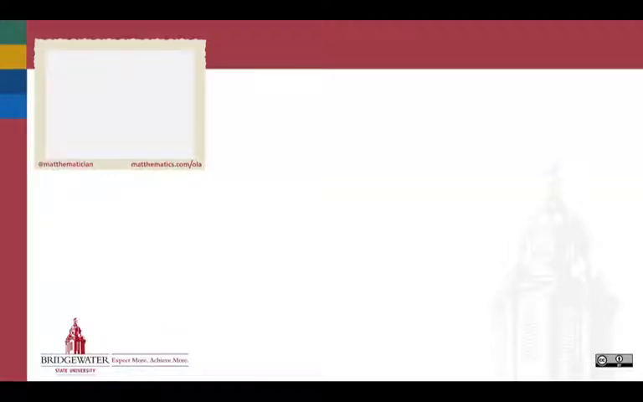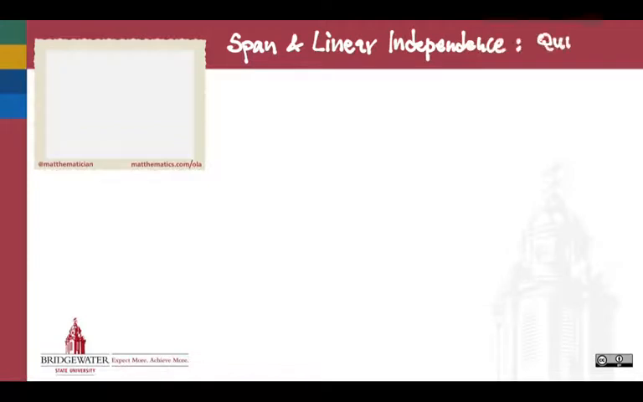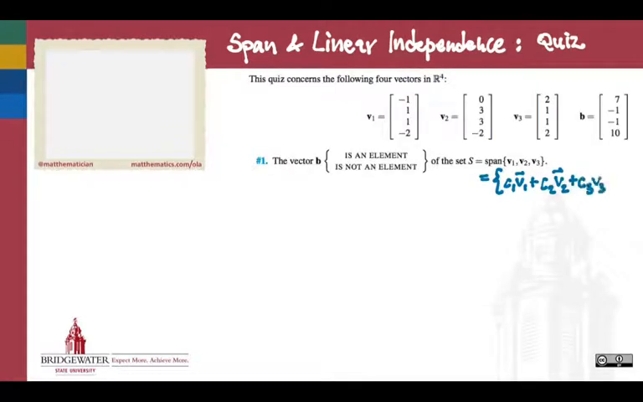How can we tell whether a given vector belongs to the span of a set of vectors, and how can we tell whether a set of vectors is linearly independent? This quiz illustrates examples of both of those questions. First of all, in this quiz, you're given these four vectors. They belong to four-dimensional space: v1, v2, v3, and also a vector I call b.